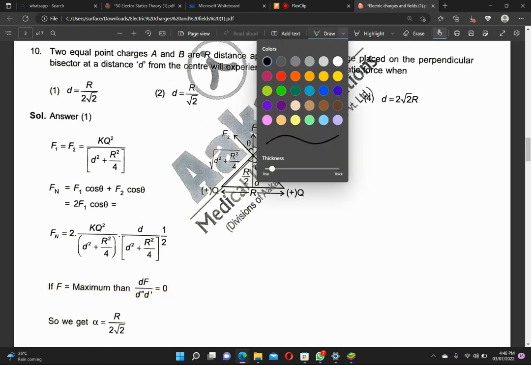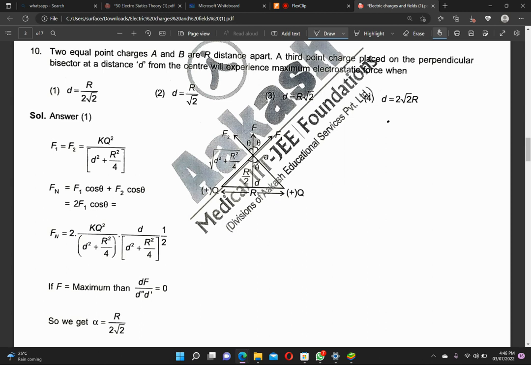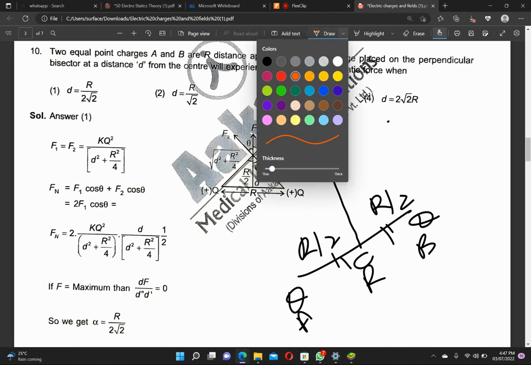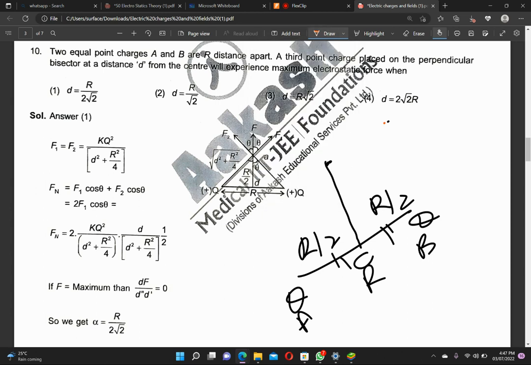So there are two equal point charges, q and q, both positive or both negative, at A and B. A third point charge is placed on the perpendicular bisector, which means it is equidistant, so the distance is r by 2 on each side. The point charge is at a distance d from the center, and it will experience maximum electrostatic force when.